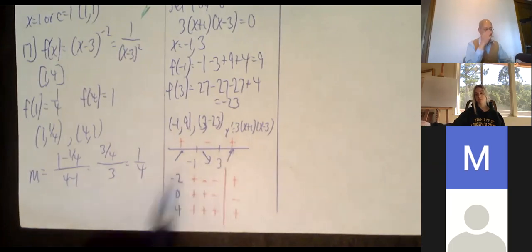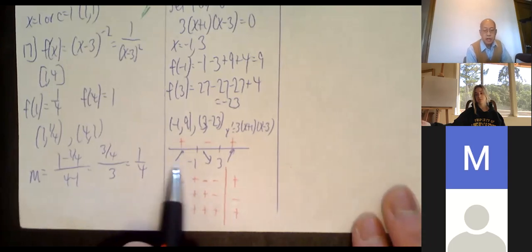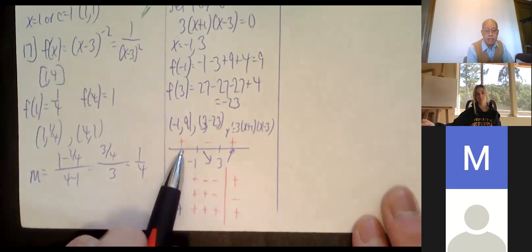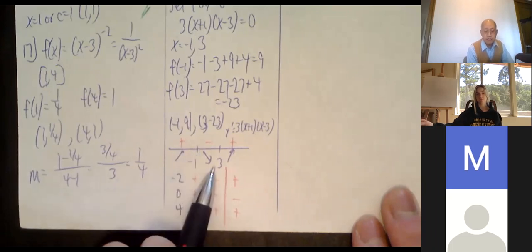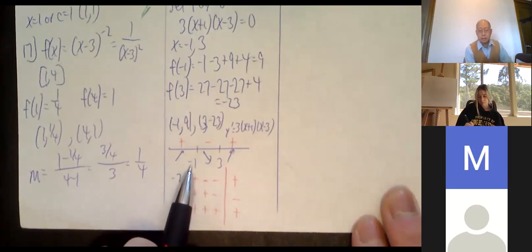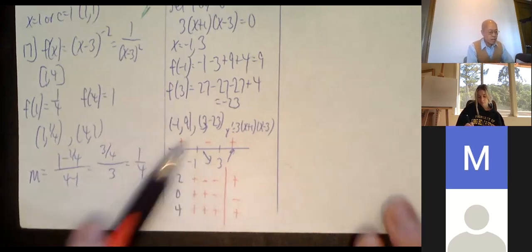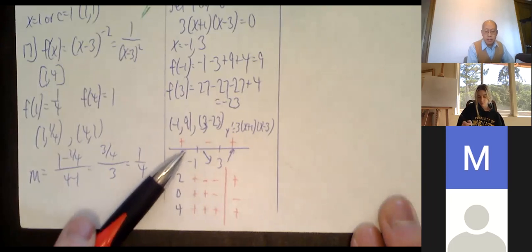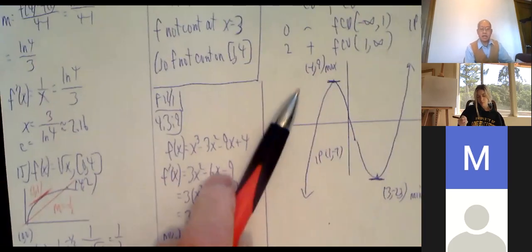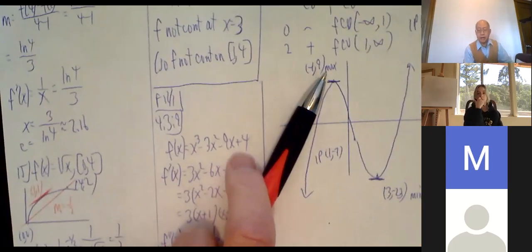Now watch this. Around -1, slope of 0. Increasing, decreasing. In fact, you can almost just look at this. That means this is a max, right? If you move a little bit to the left, you're going up the roller coaster, then you go down the roller coaster. So that clinches that -1, 9 is a relative max.